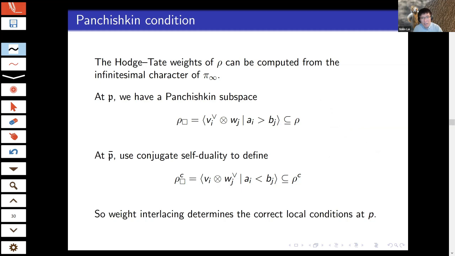Basically, the upshot now is that the interlacing determines the correct local condition at P. You're assuming the Gan-Gross-Prasad condition to be satisfied, multiplicity one for pi n? Is that exactly one, or is this a general thing, this Panchishkin condition and all? Well, multiplicity one is no. And I do not need any Gan-Gross-Prasad conjecture for this case. This is a purely arithmetic calculation involving Hodge-Tate weights.